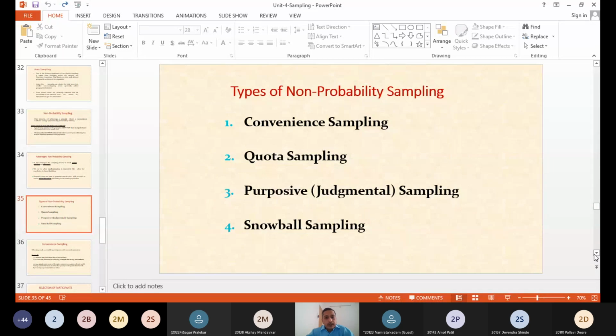So these are the types of non-probability sampling which we are going to study: convenience sampling, then quota sampling, purposive sampling, and snowball sampling. So these are the four different types of non-probability sampling which we'll be discussing.